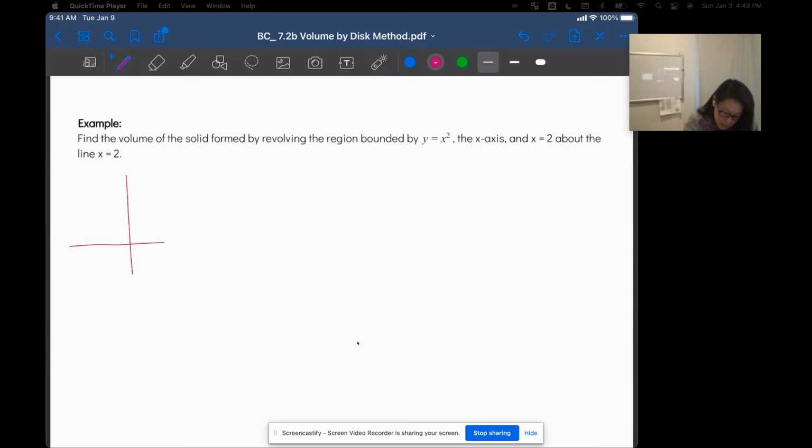All righty. I don't know why I drew it like that. That was weird. Okay. 0, 1, 4.